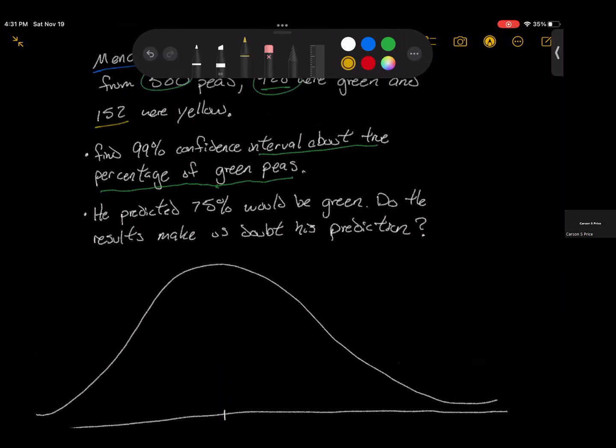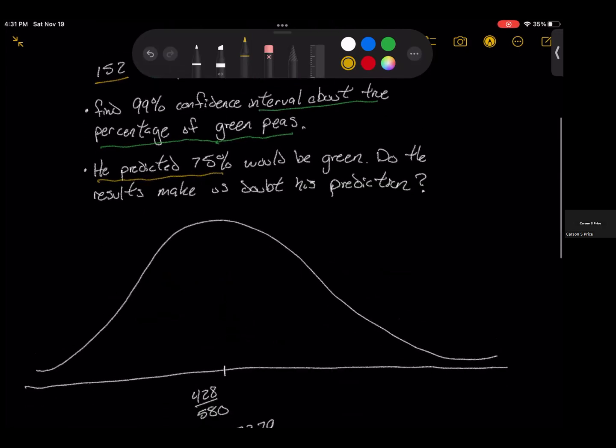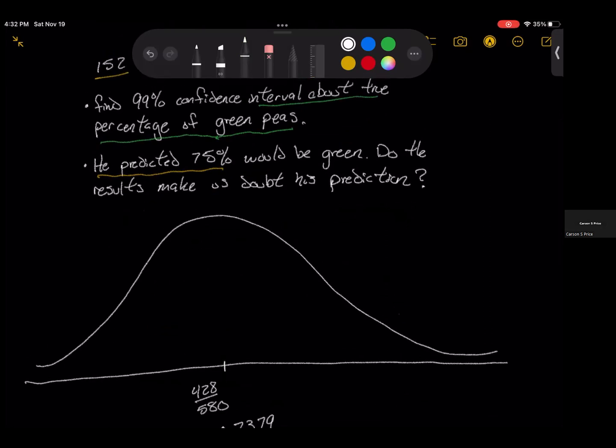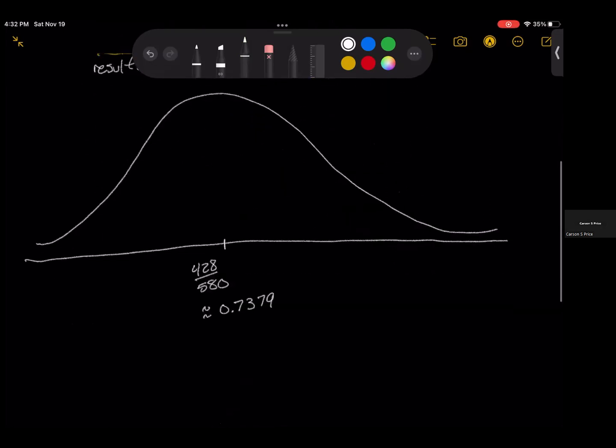The second part of the problem statement says that he predicts that 75 would be green. So he's not too far off, right? Just about two, maybe 1.5 percentage points. Let's use statistics to show whether or not his prediction makes sense. So I want to construct a 99% confidence interval. So I need to move to the left and to the right until I get 99% of the area.